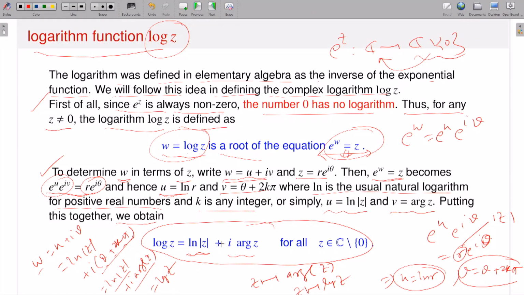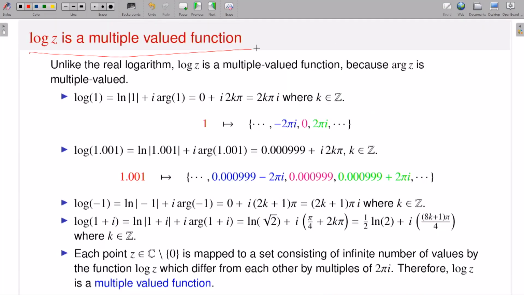Now the definition is clear. Given a nonzero z in the complex plane, I define small log of z as the real logarithm of mod z plus i times small argument of z. Since small argument of z is a multivalued function, your small log of z is a multivalued function. That is my definition of the log function. The first observation is that, unlike the real logarithm, small log of z is multivalued because small arg of z is multivalued.